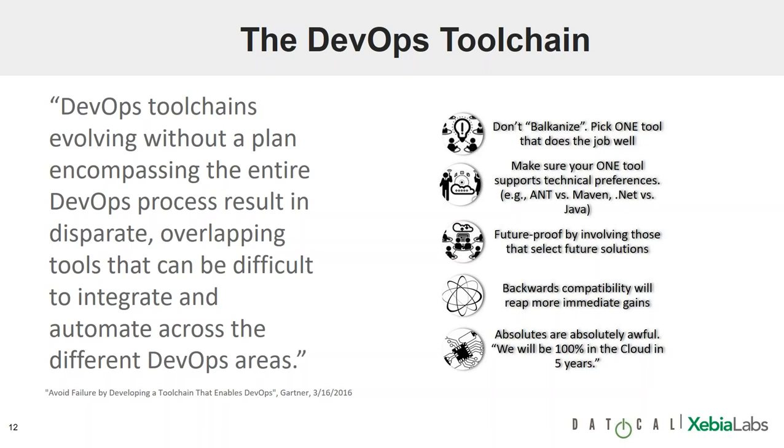You're going to have to make a decision, but there has to be flexibility. If you are going to pick one tool, it has to be able to support multiple tech preferences. These are kind of lame examples, but some people like Ant, some people like Maven. Fine, that's an easy one. But what about .NET versus Java? You've got to be able to support both of them. Exactly. And this is kind of a come-together kumbaya moment for your organization. There's going to have to be some give and take on both sides.